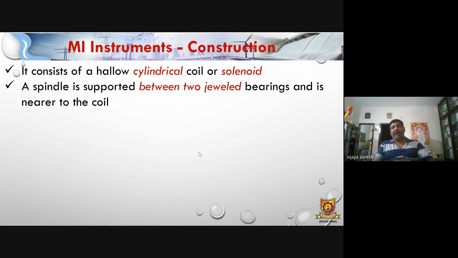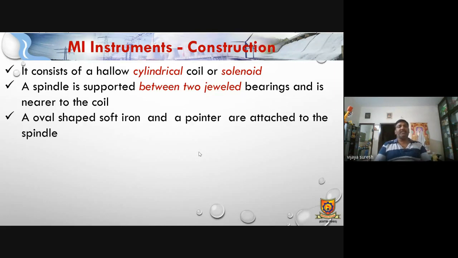It consists of a hollow cylindrical or solenoid type of coil. A spindle is supported between two jewel bearings near the coil. The construction is almost similar to the moving coil instrument, so the jewel bearings are the same.